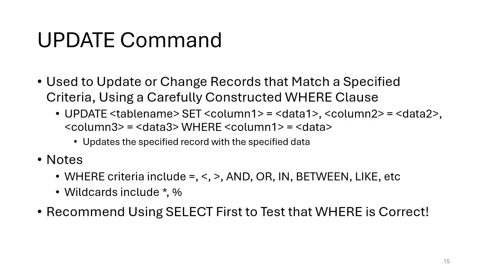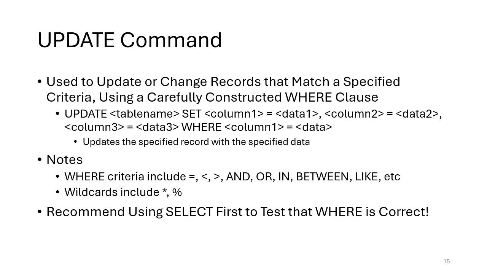So you say update table name, set, and then you specify the column 1 and the data you want it to be, the column 2 and the data you want it to be, and so on, followed by your where clause. And then again, that's got to be very carefully constructed to avoid updating more data than you want to. Again, the format of the structure, the actual SQL command has changed, but that's how SQL works. This is the way it works. Again, where can include equals, greater than, less than, and or, in between, like, etc.